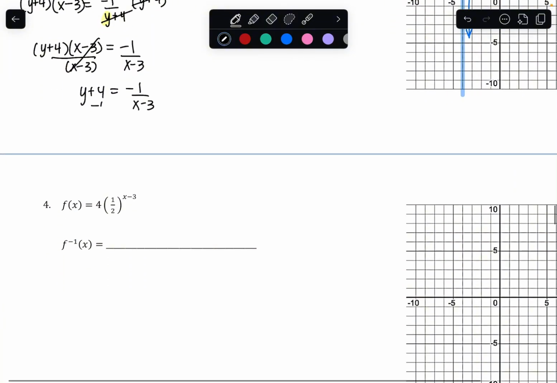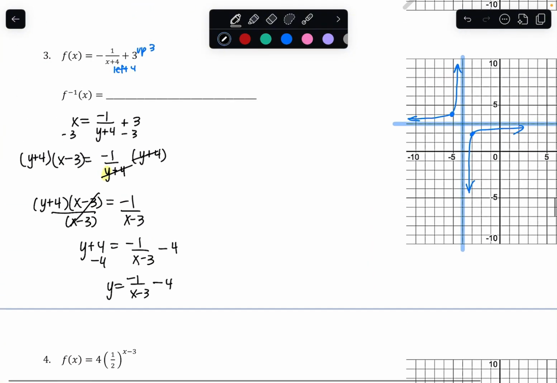Last step is to subtract the 4 and just leave it outside the fraction. And so our final answer has a -1 over x minus 3 minus 4. And at this point, you can put the negative back outside. Just don't put it in the denominator. And so x minus 3 minus 4.